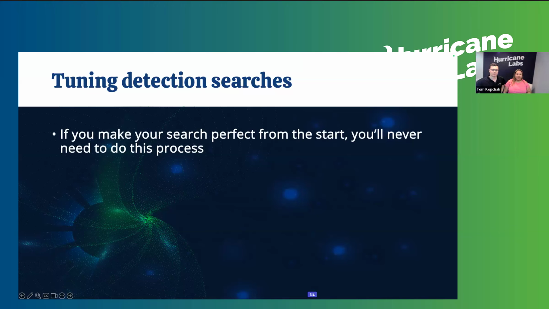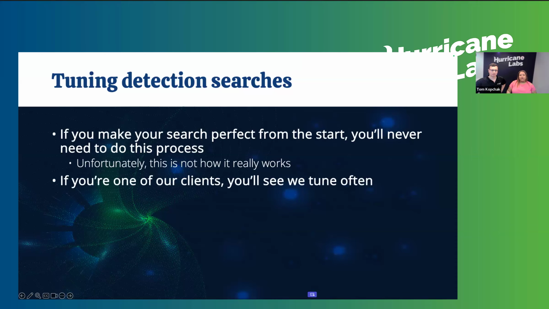But we know reality says that's not really how it works. There's always going to be something. There are always ways that we can go ahead and improve a search. So if you're one of our clients, you'll see that we tune and we tune often, whether that be our tier 1 and tier 2 tuning something based on feedback from an alert, or our architect and use case development team tuning something either before a search is set live or with a new release of a search where we're completely overhauling to increase the fidelity of a search.